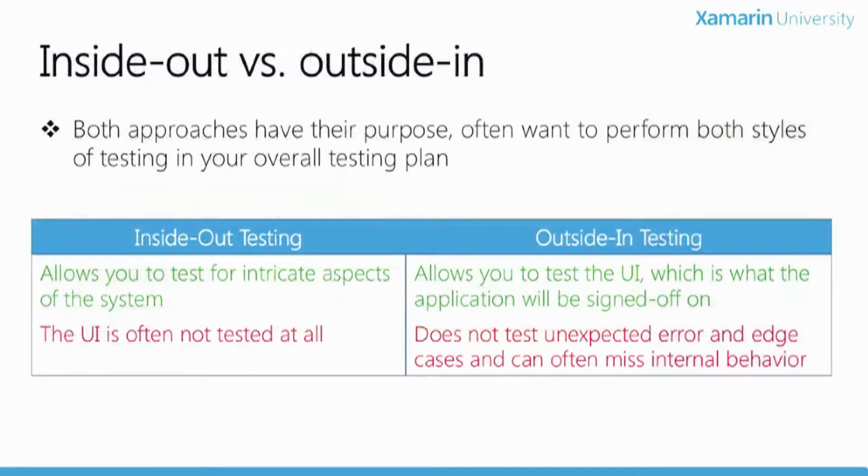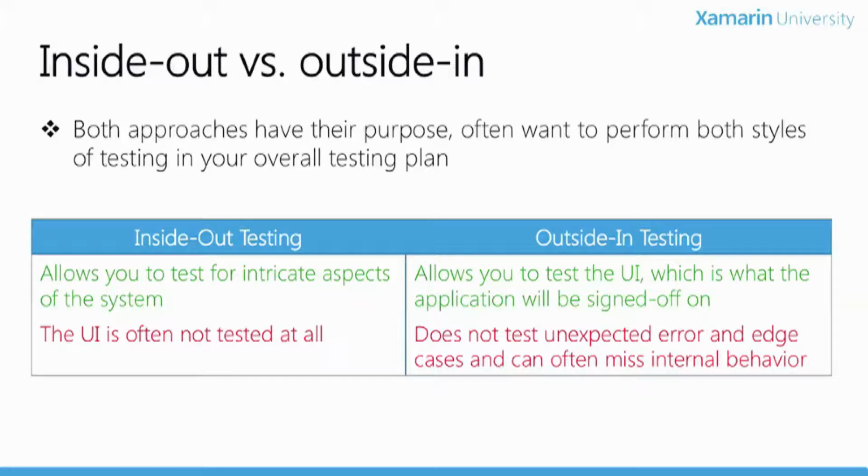So there's a range of benefits and drawbacks to using inside-out testing versus outside-in. So inside-out testing allows you to test the internal aspects of the system, but the problem with inside-out testing is that the user interface is barely tested at all. You may be testing it if you're using view models. If you're unfamiliar with the concept of view models, we do have a class, MVVM, in Xamarin Forms, where we discuss that in a bit more detail.